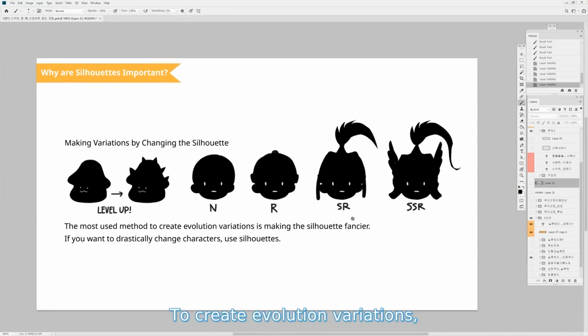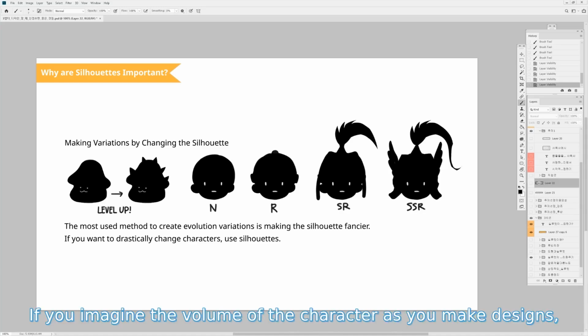To create evolution variations, we often make the silhouettes fancier. By adding horns to the mushroom, giving a hat to a person, or making the hat fancier, you can make them look stronger. If you want to drastically change characters, use silhouettes. Isn't it more fun and easier to study this way?